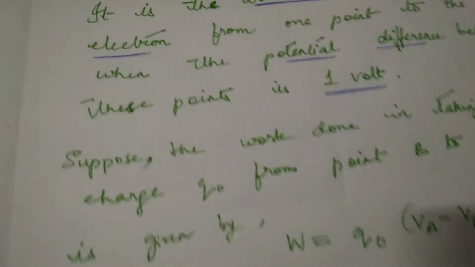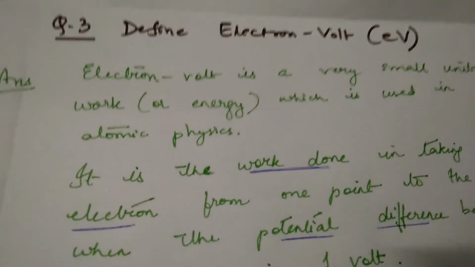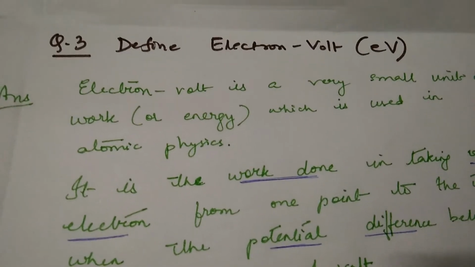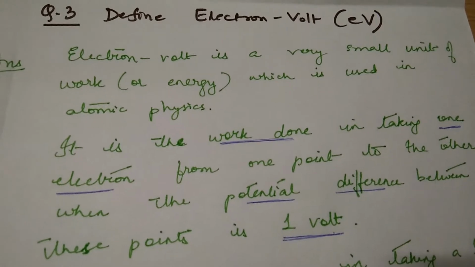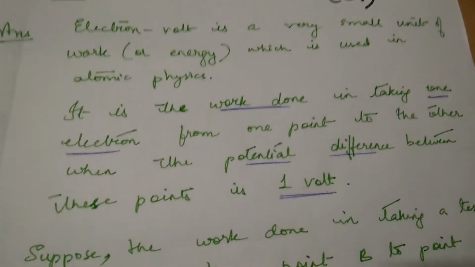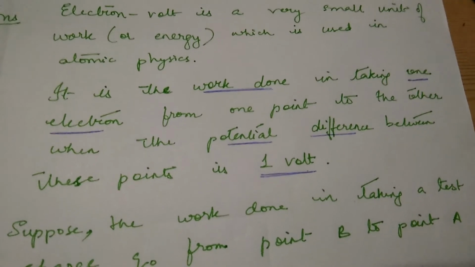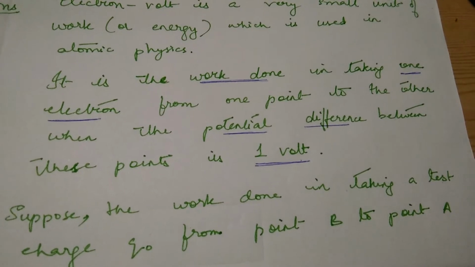Let us go to the next concept, that is of electron volt. Very important from examination point of view. Electron volt, eV, and conversion into joules. So it is a very small unit which is used in atomic physics. So let us see the definition. It is the work done in taking one electron from one point to the other when the potential difference between these points is 1 volt.